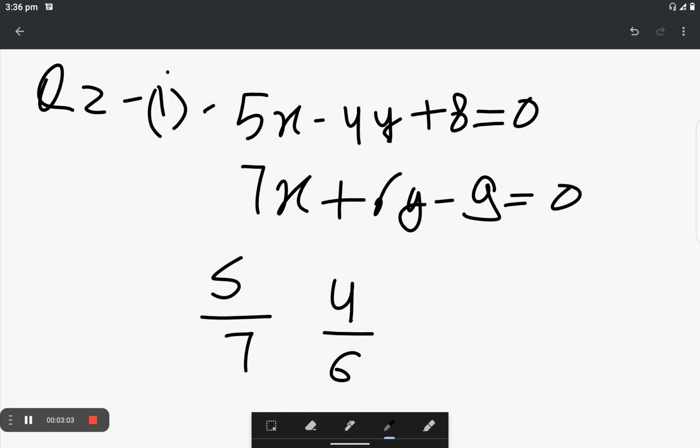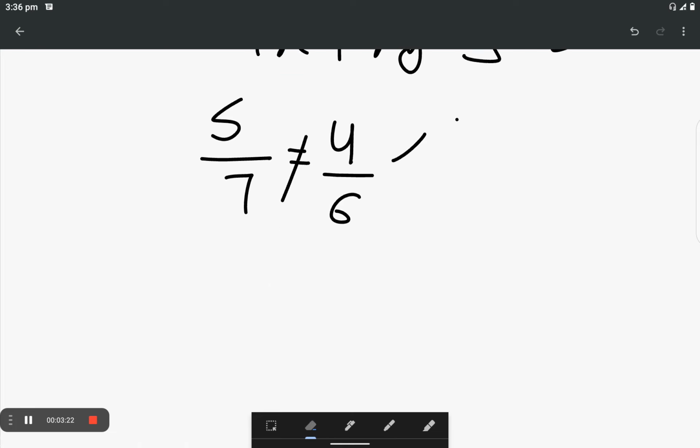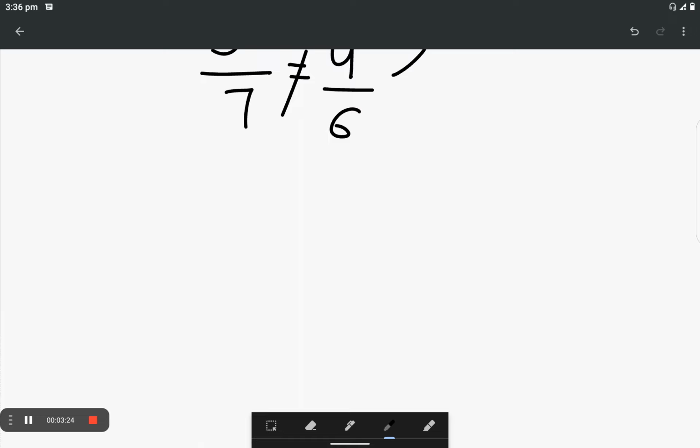So it's clearly visible that these two ratios are not equal to each other. This means that in the first part, the lines will simply intersect and give one unique solution. Correct? Now let's move on to the next part.